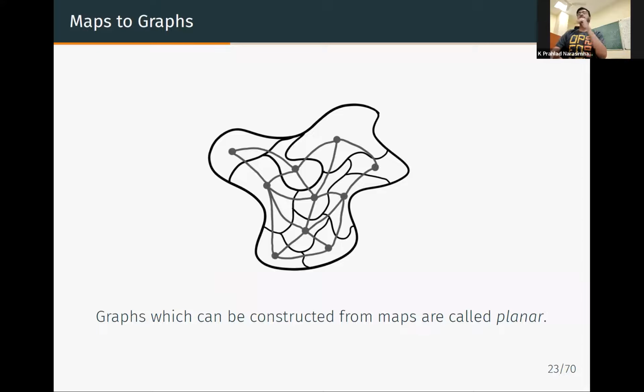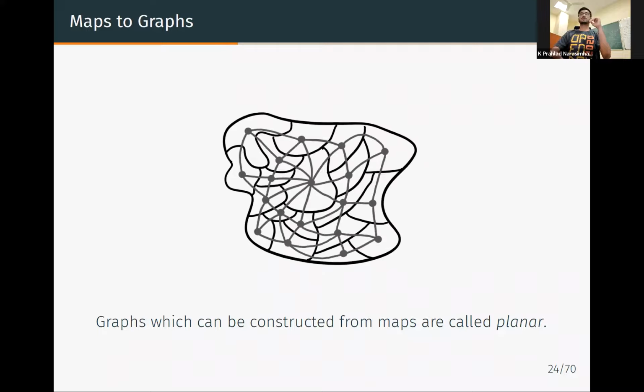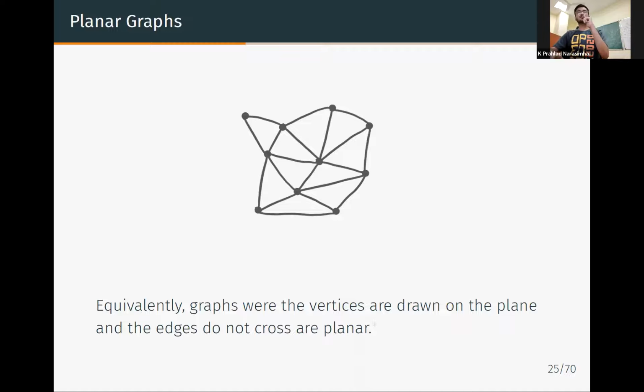Okay, so graphs which can be constructed from maps are called planar. This is not entirely true, but it's just for us to get a feel of it. So here's another example of a map and the corresponding planar graph. Note that as the maps get more complicated, the graphs also get more complicated. So equivalently, graphs where the vertices are drawn on the plane and the edges do not cross each other are called planar.